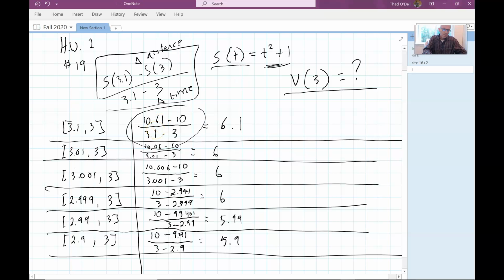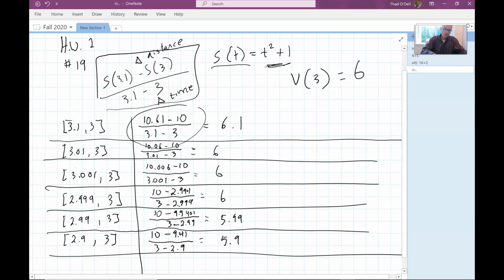The point is that I'm getting so close here that it's getting close to the actual instantaneous rate. You can see this happening. This is 6.1, that's 6, and that's 6 again. But when I come from the other side, it's 5.9, 5.99, and 6. So as I come in from both sides of 3, the average rate of change is getting closer and closer to 6. And so what we assume is the instantaneous rate of change at 3 is 6.